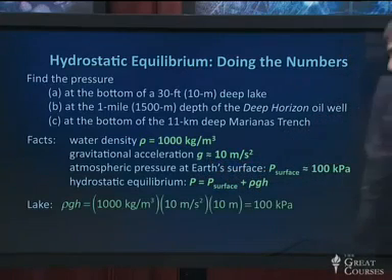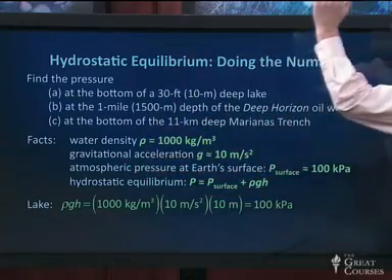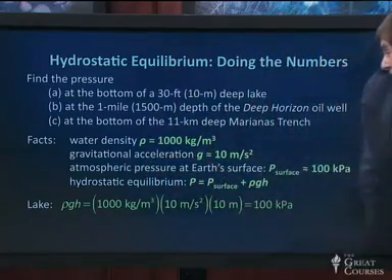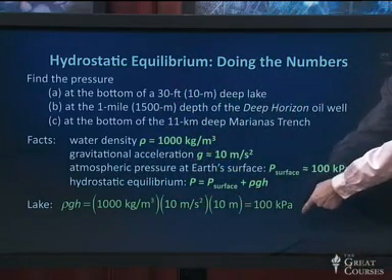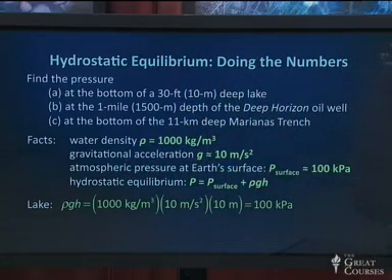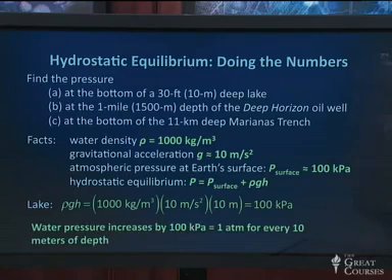So for the lake, rho g h is 1,000 kilograms per cubic meter, times g, 10 meters per second squared, times the depth, 10 meters. That's 100 kilopascals, which is an atmosphere, basically. So that immediately tells us that water pressure, on Earth anyway, increases by 100 kilopascals, that is 1 atmosphere, for every 10 meters of depth. That's a nice, convenient rule of thumb.